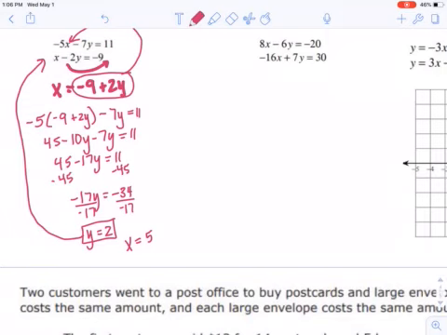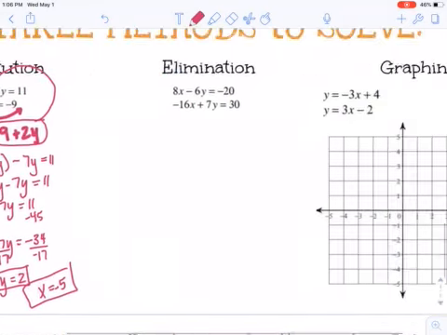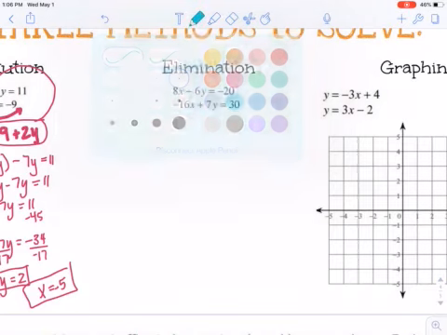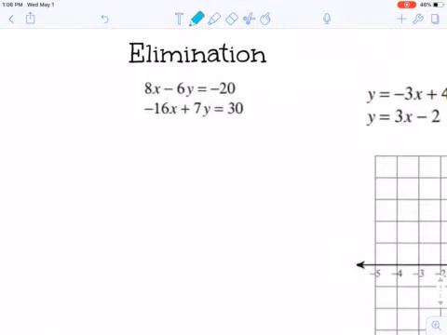For negative 5. Negative 5. Okay, so that's substitution. Let me switch colors here. Elimination is when we added the two equations together in order to eliminate a variable.